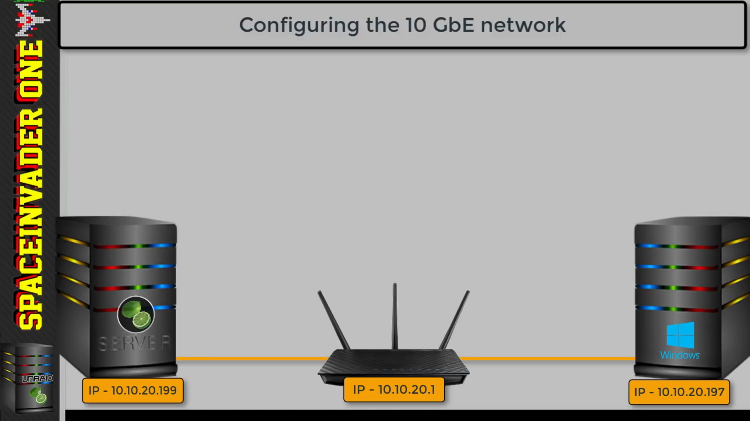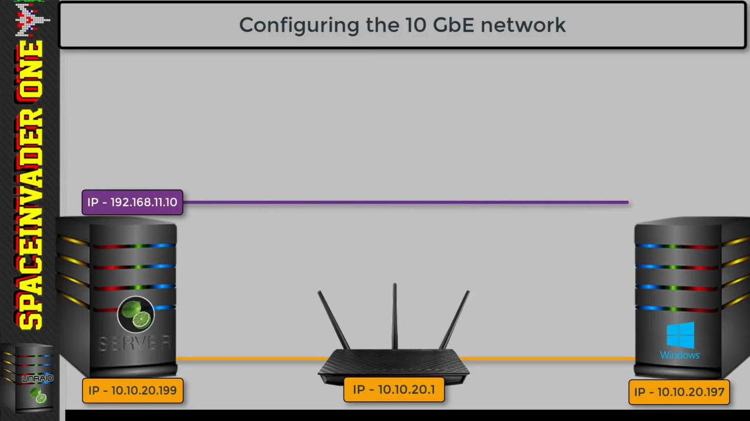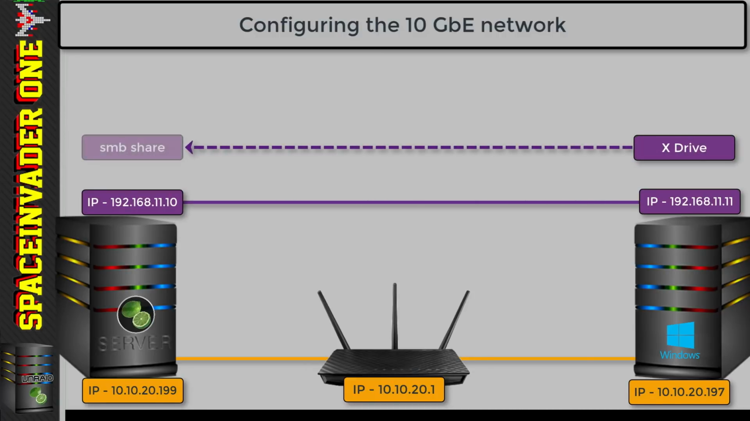So all we need to do is to set up a second network range which we assign to the 10 gigabit Ethernet cards. This will be a peer-to-peer network, so we don't need a network switch. And so now when connecting from the client computer, here the Windows box, we can map a network drive to the share on the server, but not using the server name, but using its 10GBE IP address.